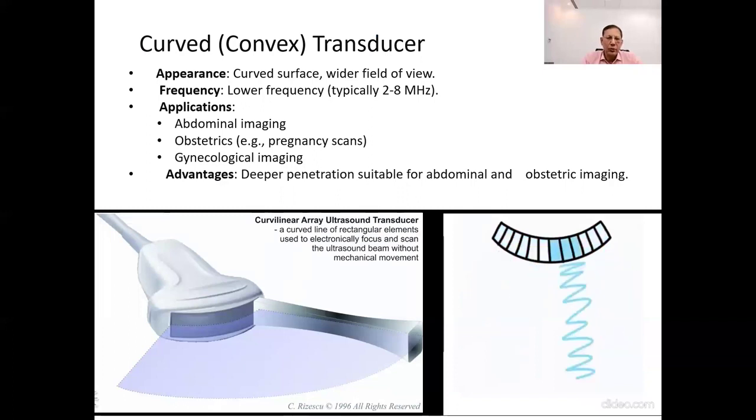This means that larger areas of the body can be imaged in a single scan, making it particularly useful for imaging deeper organs, like the liver, kidneys, and uterus. Additionally, convex transducers are often used in obstetrics for prenatal ultrasounds because they provide clear images of the developing fetus and the surrounding structures in the womb.